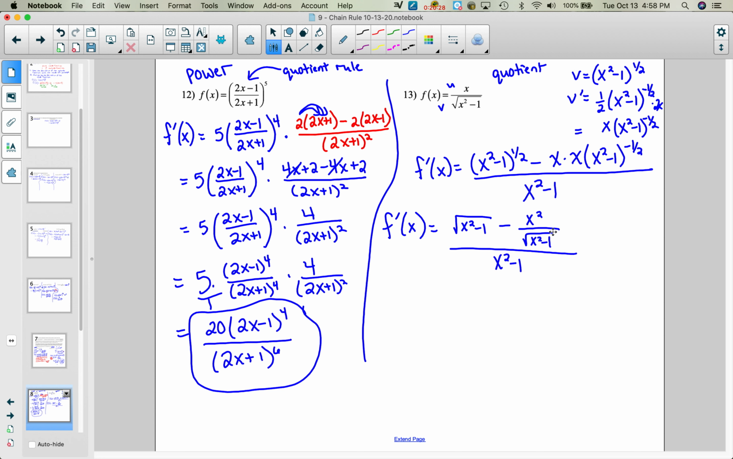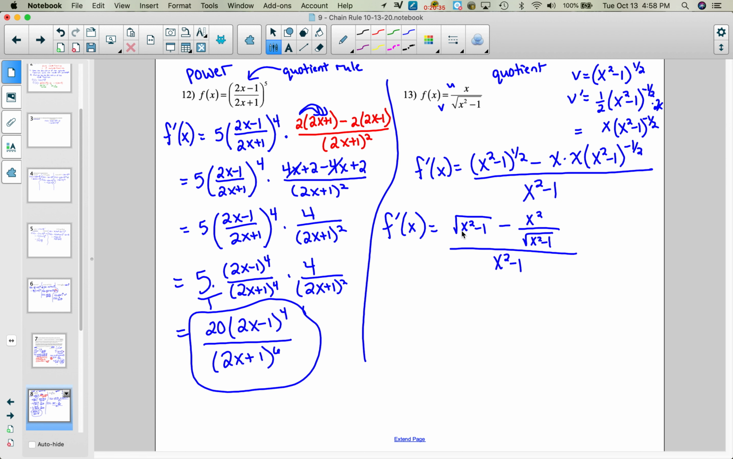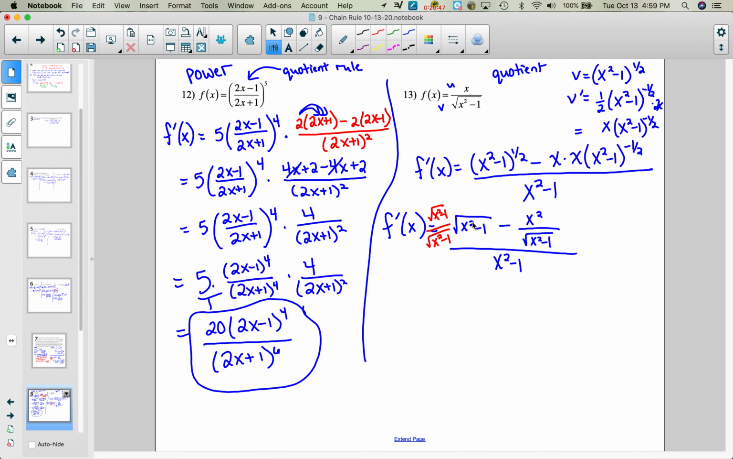So I would do that. And then we could do a similar thing that we did before. So I'm going to multiply this to get a common denominator: the square root of x squared minus 1 over the square root of x squared minus 1. So now, again, that multiplies out. It's going to cancel out. So we get x squared minus 1 minus x squared over this. And that's all over x squared minus 1.